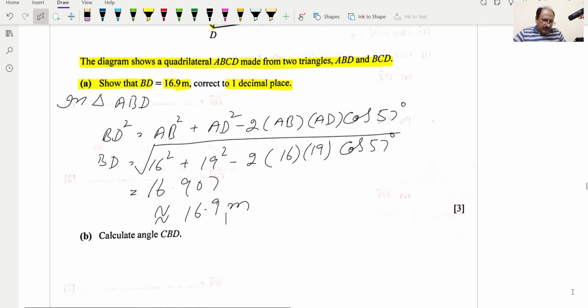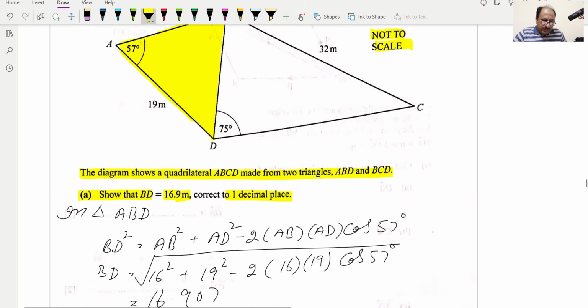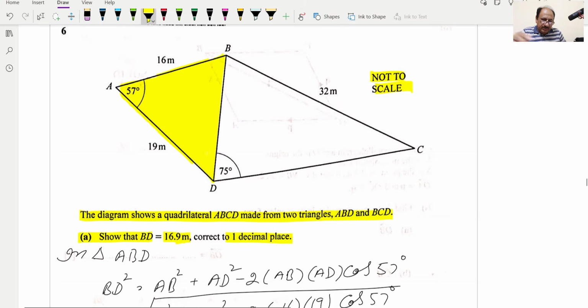Calculate the angle CBD. So CBD angle is required to find. Which one is angle CBD? Angle CBD is this one, and to find this angle we will basically be considering the other triangle, which is this triangle. We will be considering this triangle, triangle BCD.